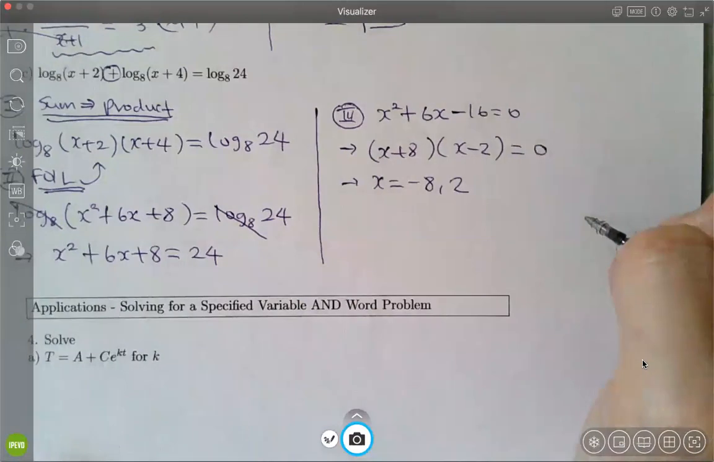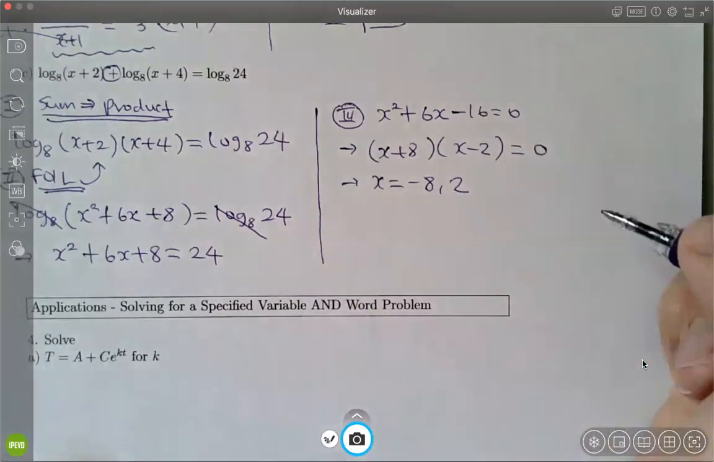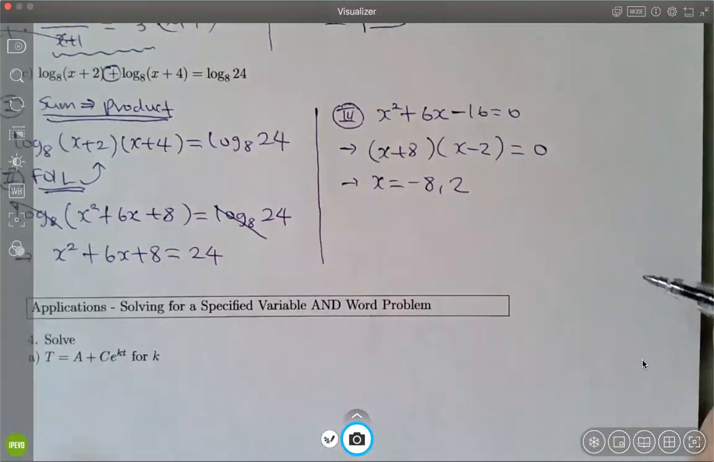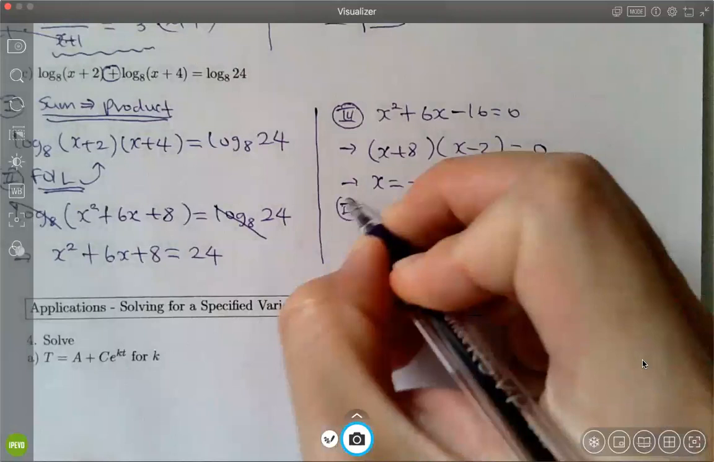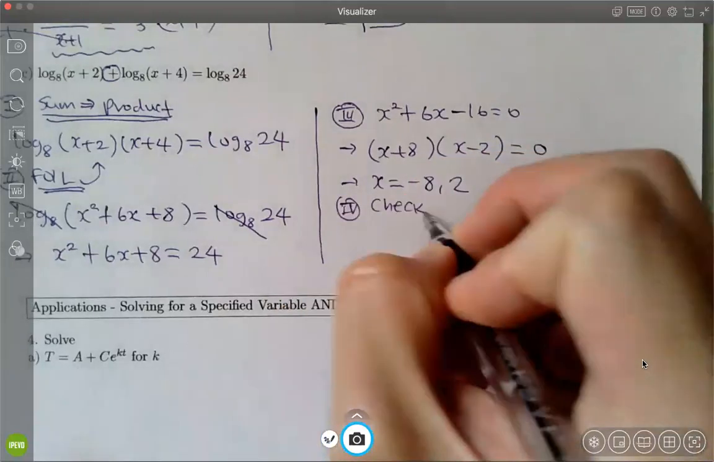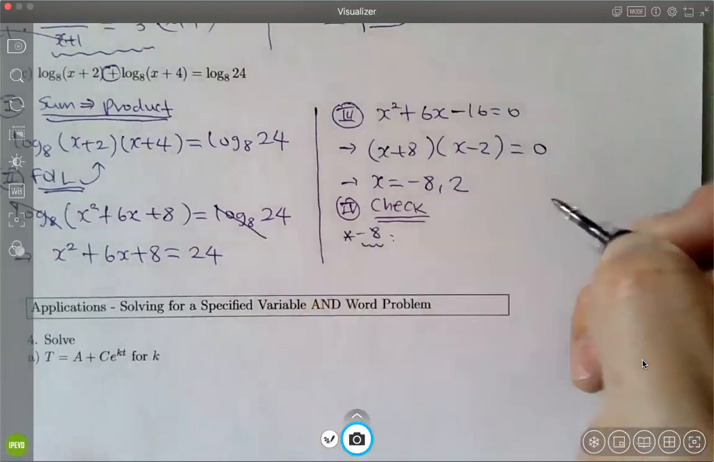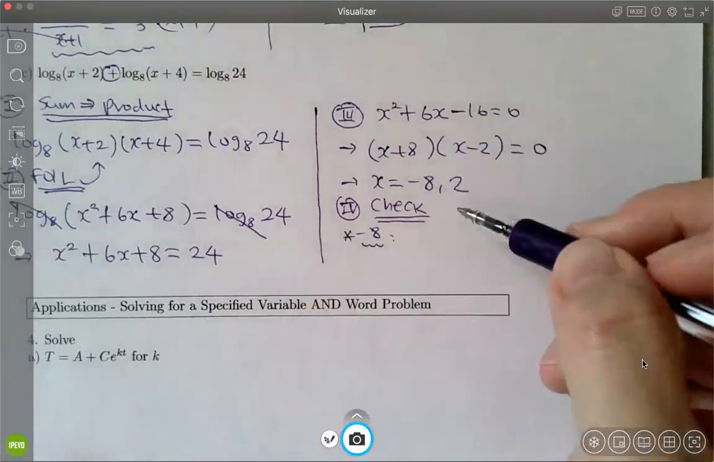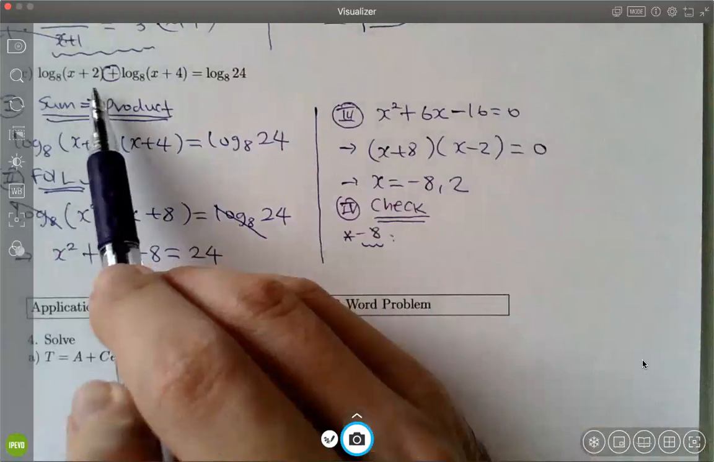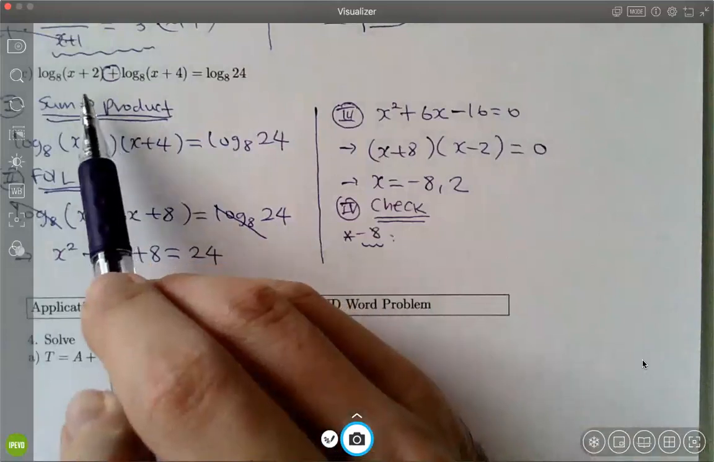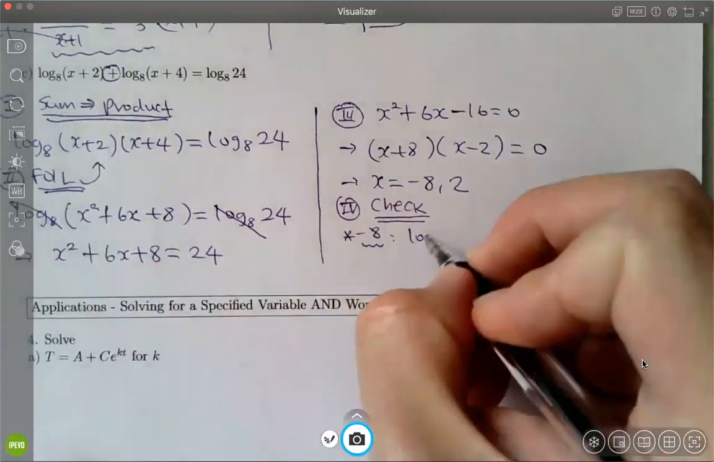Okay, so now, are we done or do we have to check? Check, right? Yeah, because we got two numbers, right? Okay, so check. So first, negative 8. So remember, we plug each value into the original x right here. Okay, so what do you get? Log 8 and then negative 6.